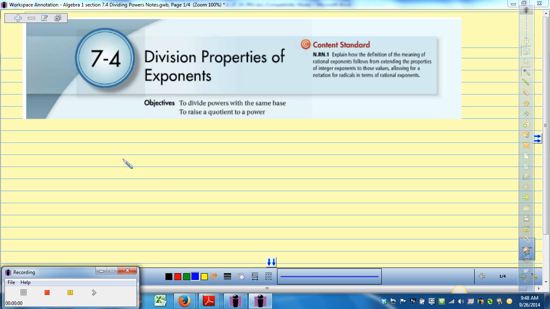So we've talked about multiplying powers. Today we're going to talk about dividing powers. So we start with an easy idea. If I have 5 cubed divided by 5 to the 7th, well, what does 5 cubed mean? 5 times 5 times 5. And 5 to the 7th means 5 times 5 times 5, there's 7 of these.